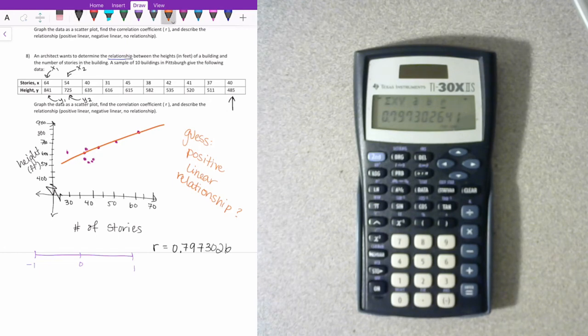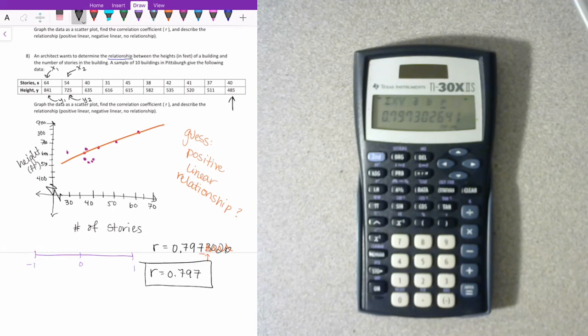So I will look at the third decimal place and then say, all right, the number past it, is it a 5 or larger? And it is not. So we're just going to drop it. Otherwise, if it was a 5 or larger, that 7 would get kicked up to an 8. So our correlation coefficient is 0.797.